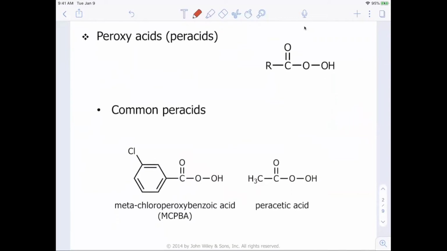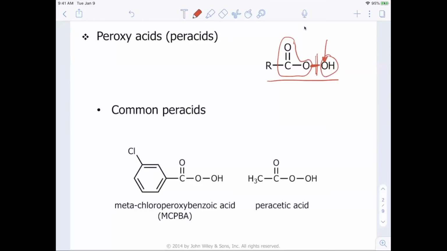If we look at this compound right here, here is a typical peroxy acid with what looks like a carboxylic acid here with this additional OH. So this bond right here between the oxygen and the oxygen is the very reactive bond in this molecule. And it turns out this oxygen right here is the one that gets inserted in the epoxide.